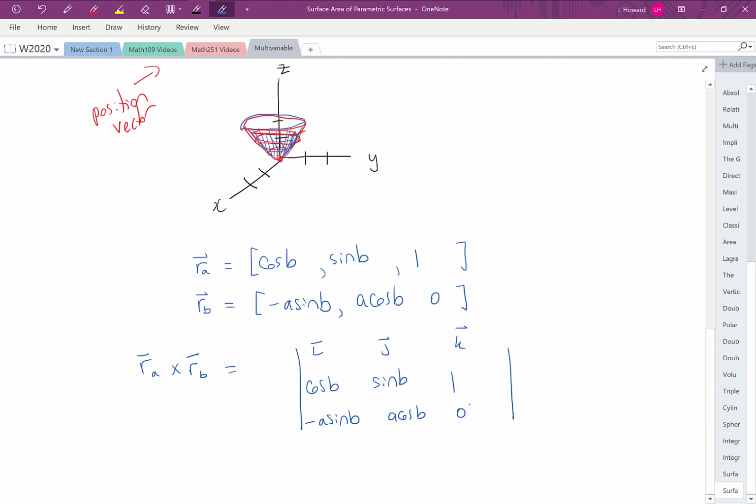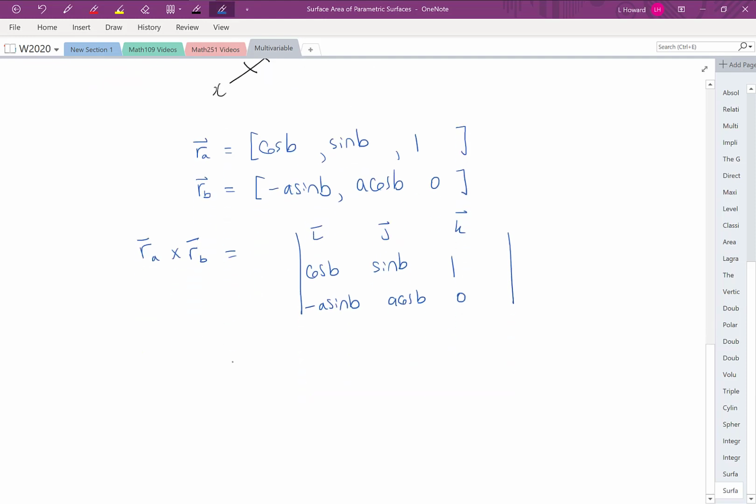And then we're just going to calculate this 3 by 3 determinant. So let's do cofactor expansion along the top row here. We're going to have i times this little 2 by 2 determinant. So that's going to be minus a cos b. Remember with cofactor expansion, you've got an alternating pattern for the signs. So you've got that sort of sign pattern there. Signs alternate as you go right or down.